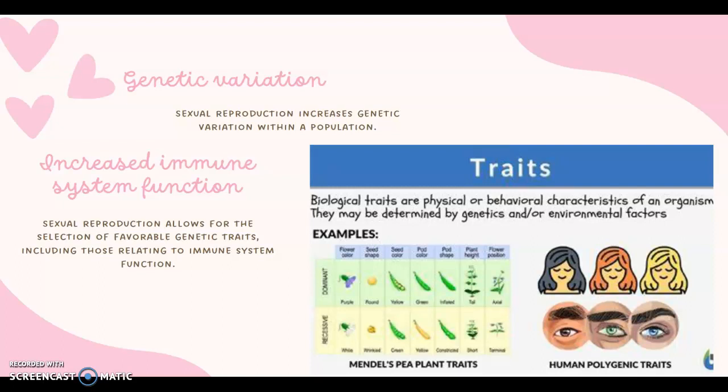Increased immune system function. Sexual reproduction allows for the selection of favorable genetic traits, including those relating to immune system function. Offspring produced through sexual reproduction thus tend to have a better immune system than those produced asexually.